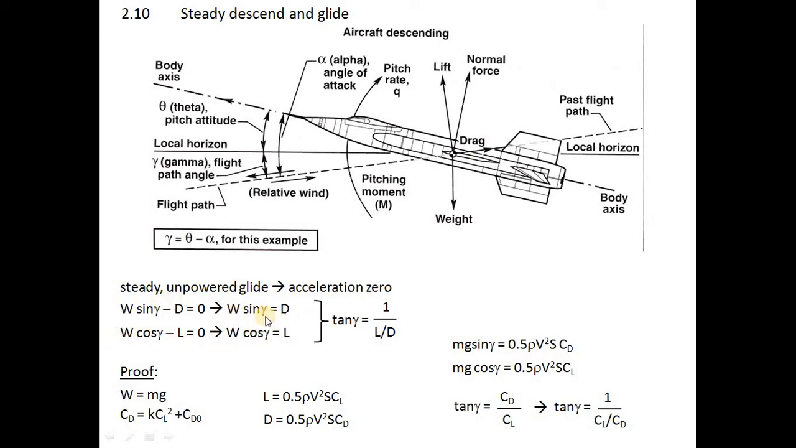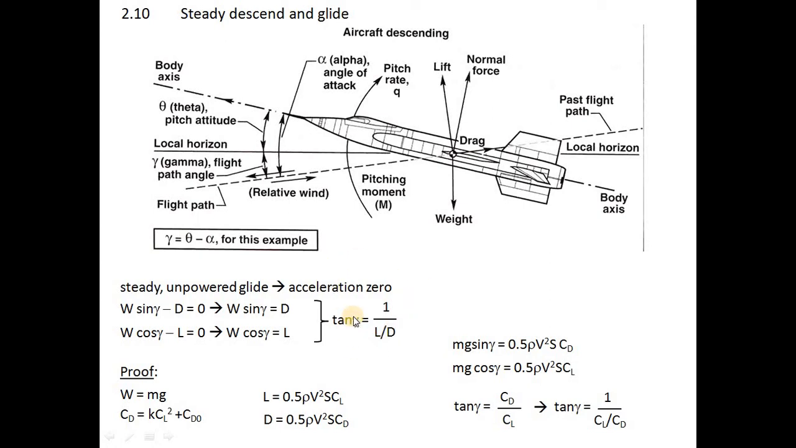So you have one equation in x, W sine gamma equal to D, and W cosine gamma equal to L. Now, a combination of these two equations in x and z direction: if you divide the sine over cosine, you get tangent. Okay, and tangent gamma is 1 over lift to drag ratio, 1 over L over D. Now, what does this mean?